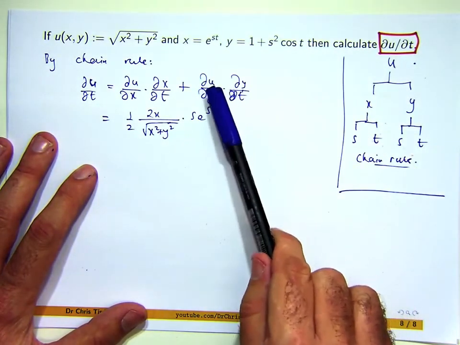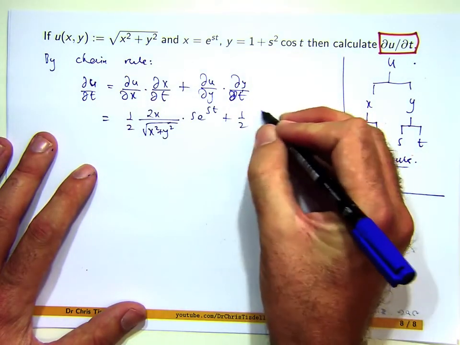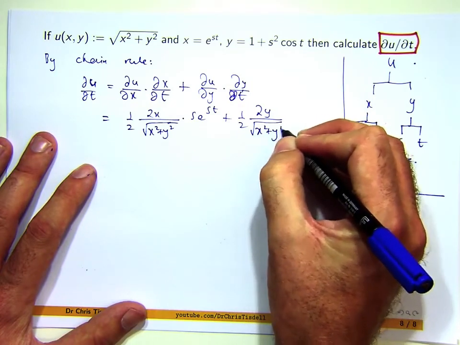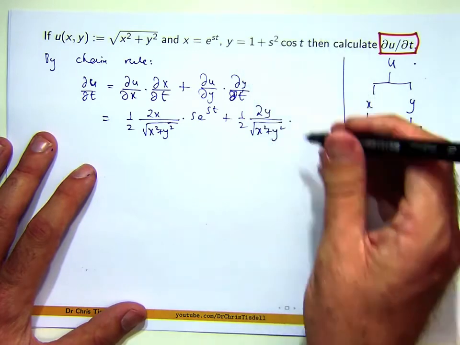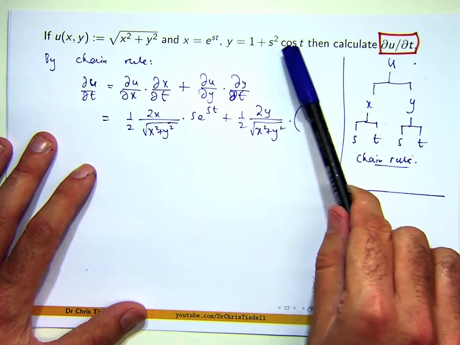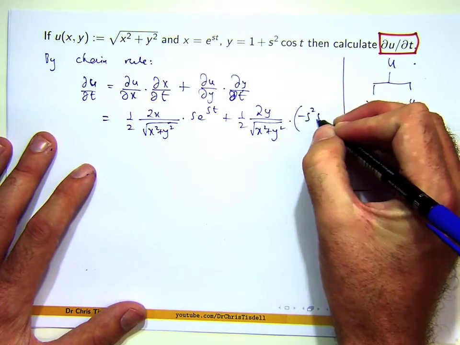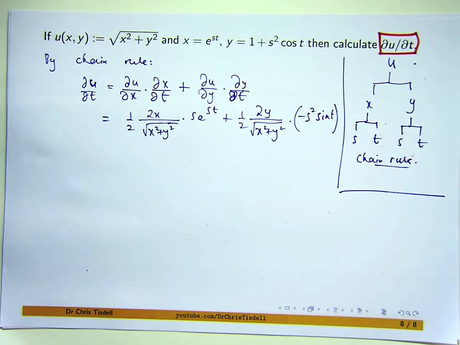du dy is going to be almost the same as here, except we're going to have a y here. dy dt: imagine s is a constant, differentiate with respect to t. So cosine t is going to go to negative sine t. And there you have it. Now, it's a bit of a mess, because you've got x's, y's, s's, and t's in there.